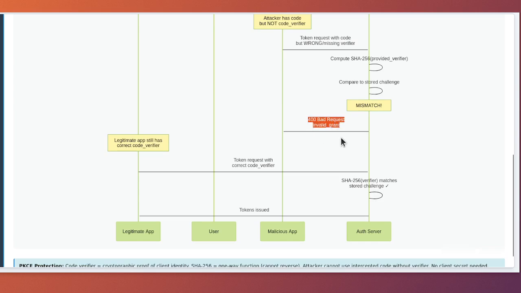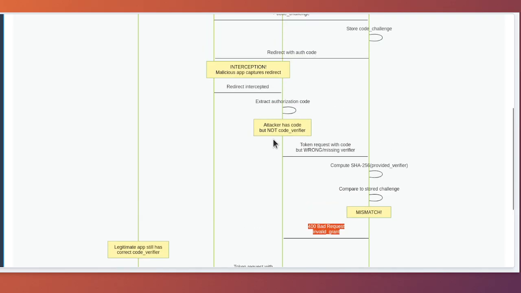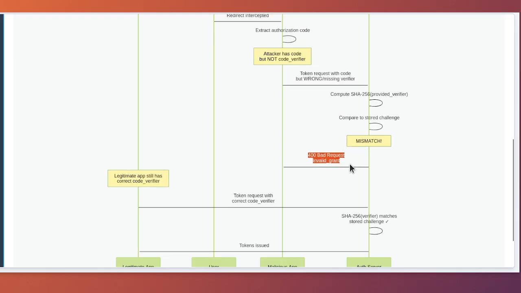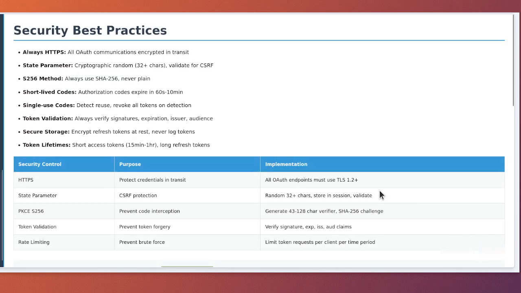Without the correct code verifier, the authorization server's token endpoint will reject the exchange request. The authorization server computes SHA-256 of the provided code verifier, compares it to the stored code challenge, and when they do not match, refuses to issue tokens. This is the brilliance of PKCE. It provides cryptographic proof that the client exchanging the authorization code is the same client that initiated the authorization request, without requiring any pre-shared secrets that could be compromised.